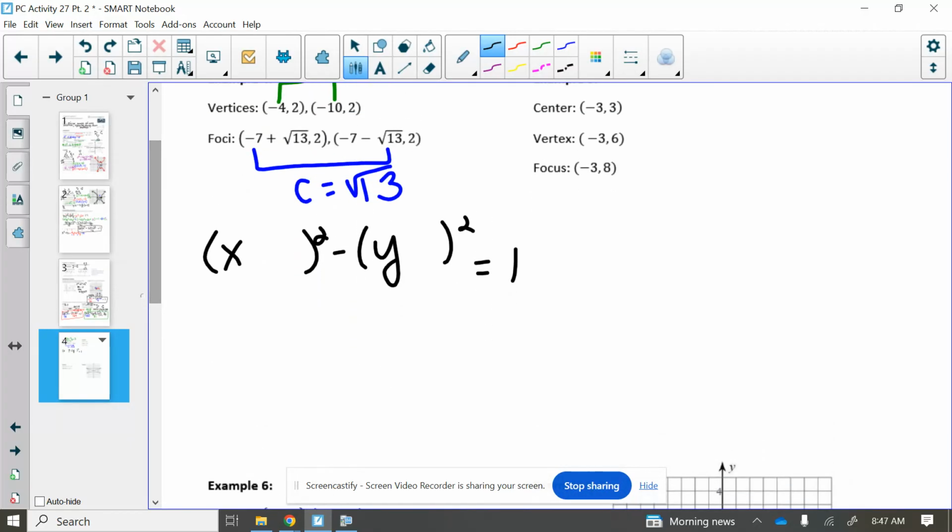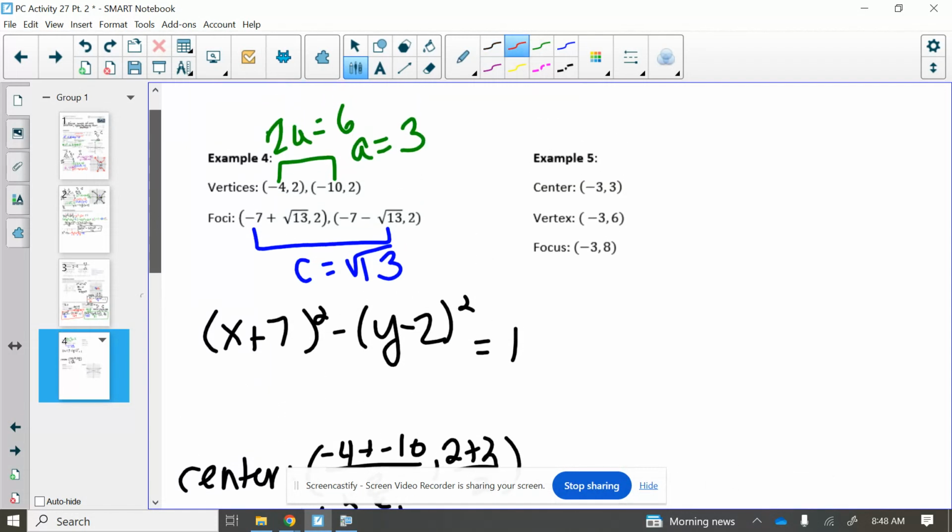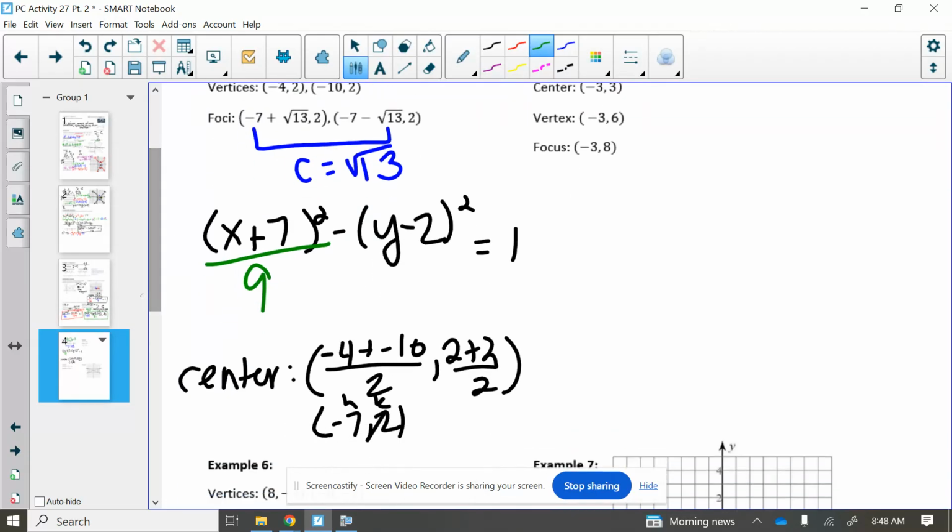so we can add up either the vertices or the co-vertices, but to find our center point, we are going to take -4 plus -10, divide that by 2, 2 plus 2 divided by 2. We end up with -7, comma, 2 as our h and our k value. So x plus 7, y minus 2. A parameter we know is 3, so 3 squared is 9. B parameter would have to be found on this one.